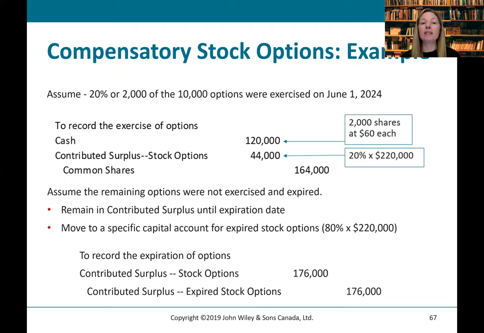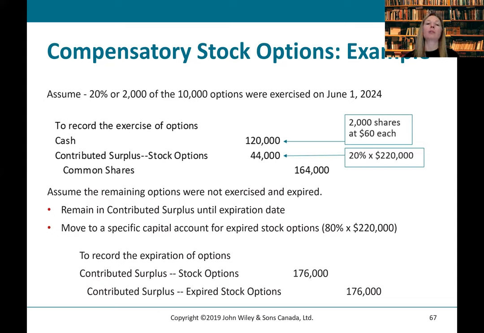Now assume that 20% or 2,000 of the 10,000 options were exercised on June 1st, 2024. So to record the exercise of the options, we're going to have 120,000 in cash, which is simply the 2,000 shares times the $60 exercise price. We're going to clear out 20% of the amount in contributed surplus, because 20% of it was redeemed. Whatever we have in contributed surplus related to stock options, we'll take 20% of that out, which is 44,000. And we're going to credit common shares for 164,000, the sum of the two, to recognize the equity value that's now been issued to the employees who exercised that option.